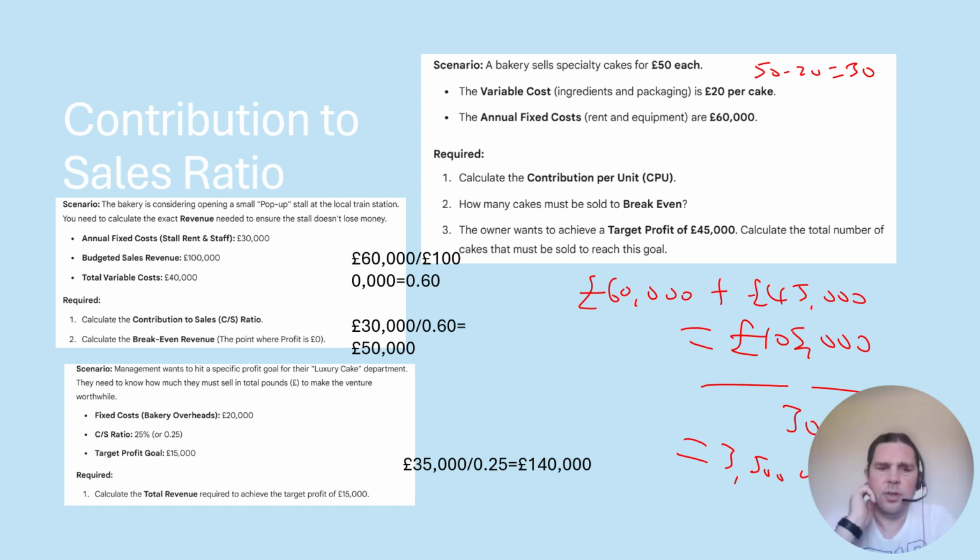fixed costs. So then if we look at the last one, we've got a fixed cost of 20,000 with a CS ratio of 25%. Like I say, that's 0.25. Our profit goal was 15,000. So we need to cover £35,000 to make a target profit of 15,000. We divide that by 0.25, which is effectively, let's be honest, times it by 4. So we would have to make £140,000 worth of revenue to hit that target profit.